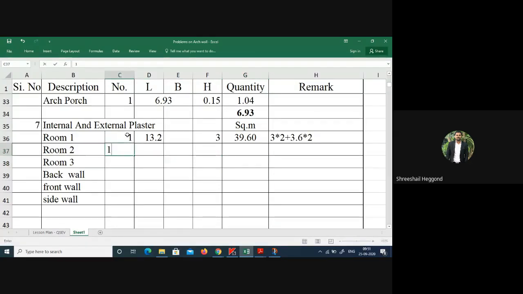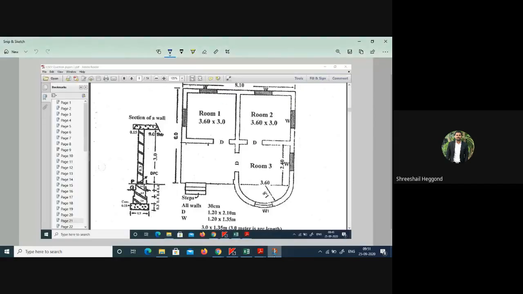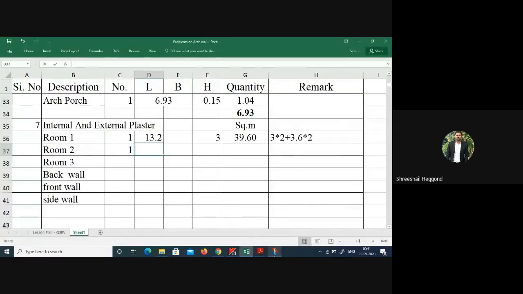Next, for room 2, number will be 1. The dimension of room 2 is same as room 1, so the length remains same, 13.2, and height remains same, that is 3 meter.